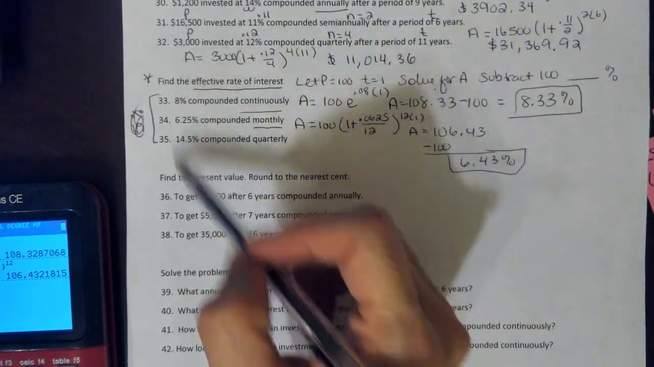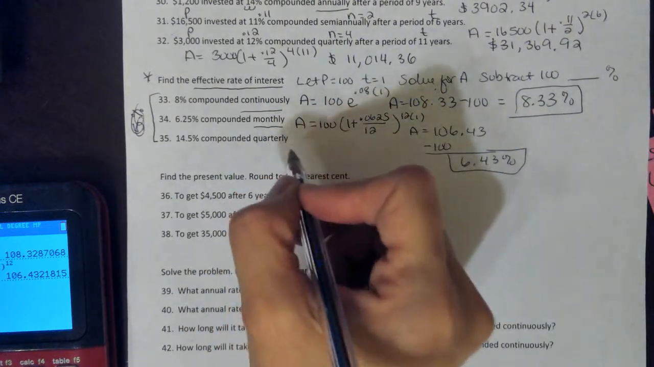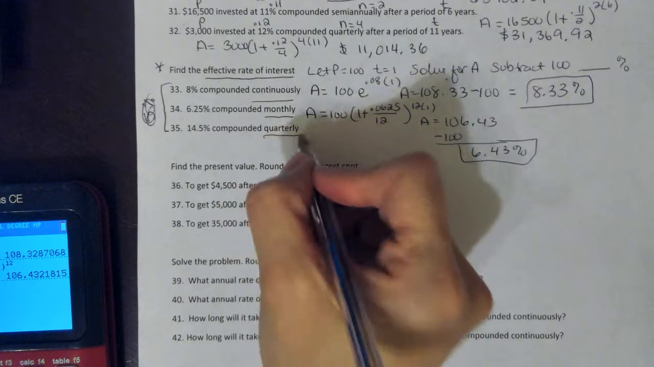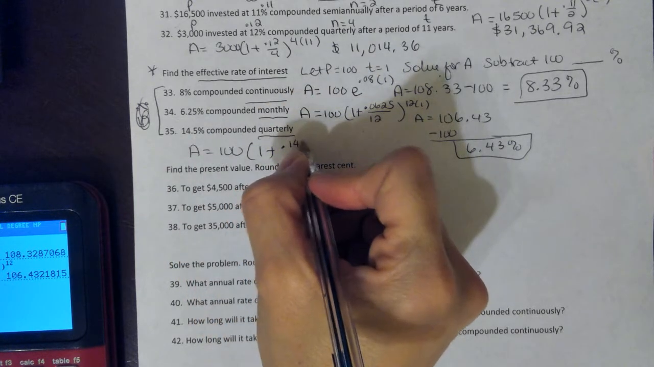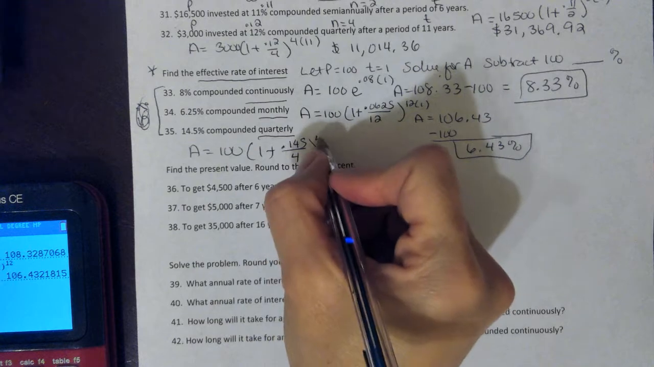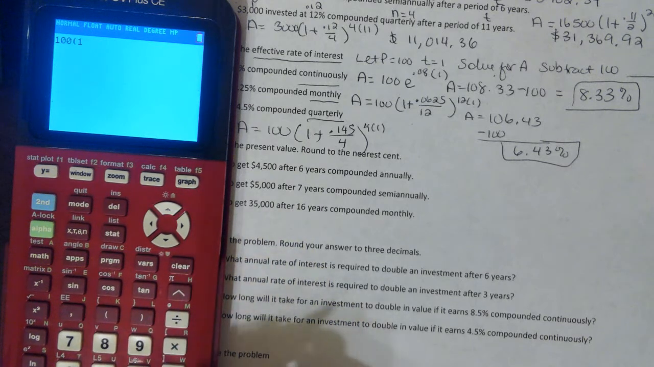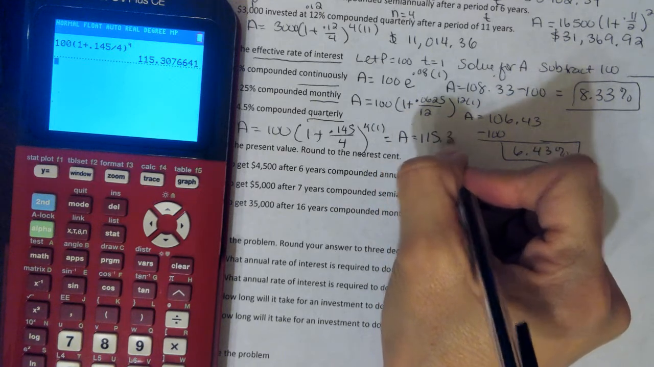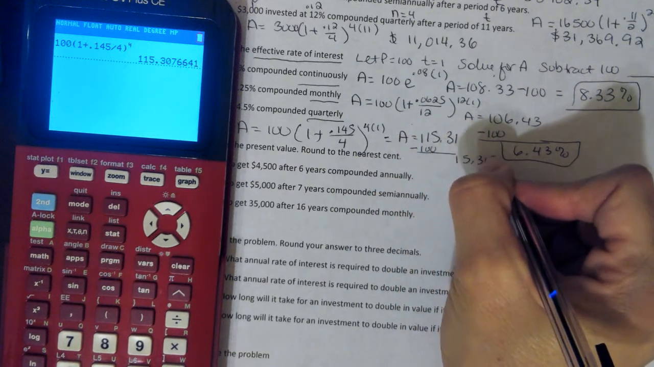Okay, last one. Notice I've done 3 of these. There's going to be 3 of these on the test, so you have to be able to do this a bunch of times, so it's really important to memorize these steps. Okay, quarterly means I use this exact same formula I just did, but where the 12s are, I'm going to replace them with a 4. So A equals 100, 1 plus 0.145 over 4, because it's quarterly, to the 4 times 1. So one more time, here we go. 100, 1 plus 0.145 divided by 4 raised to the 4 times 1 equals $115.31. We're going to subtract 100, and we're going to get 15.31%.